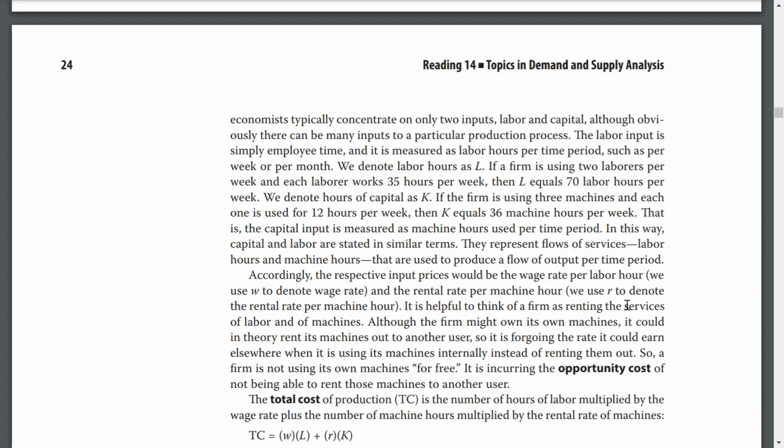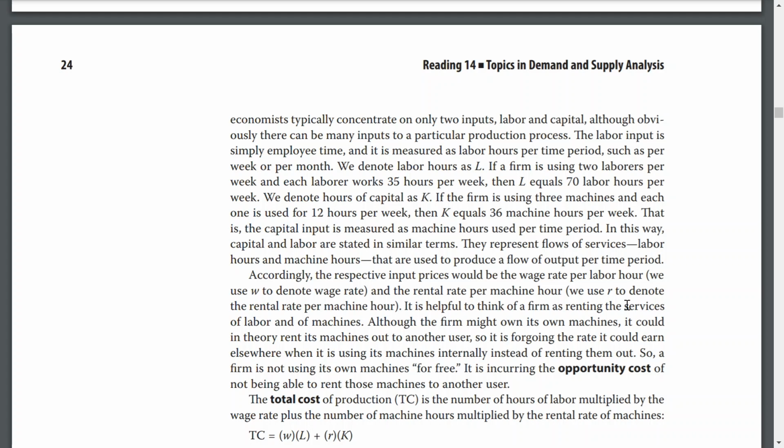Accordingly, the respective input prices will be weighted rates per labor hour. We use W to denote the wage rate. We use R to denote the rental rate per machine hour.